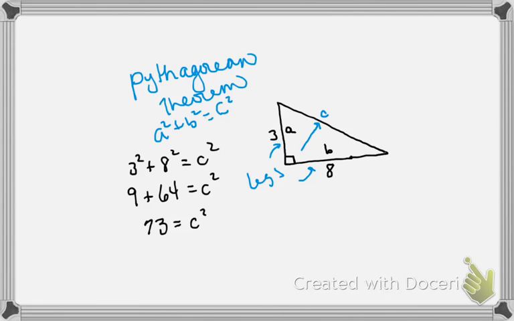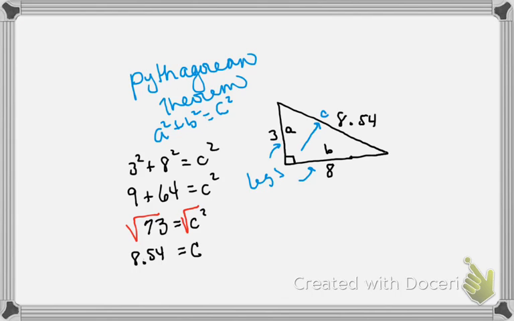All right, now if you notice, C squared equals 73. The way we find out the length of that side is we take the opposite of square, which is square root. So we're going to square root both sides. All right, and when we do this, we're going to get C equals, and then we're going to put the square root in our calculator, which is 8.54. So the distance here is about 8.54. So if this was feet, it would be 8.54 feet.